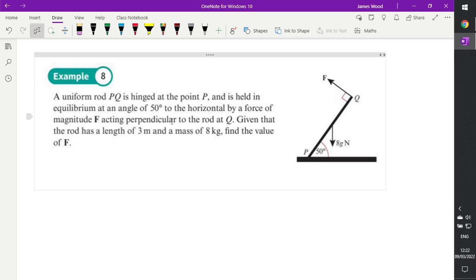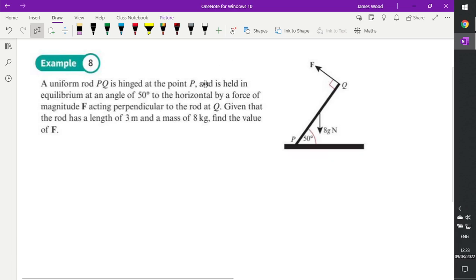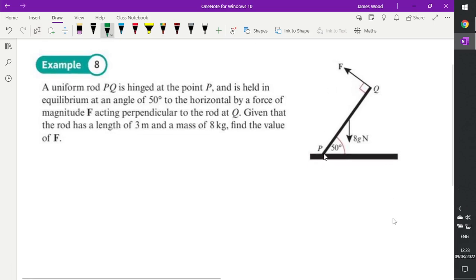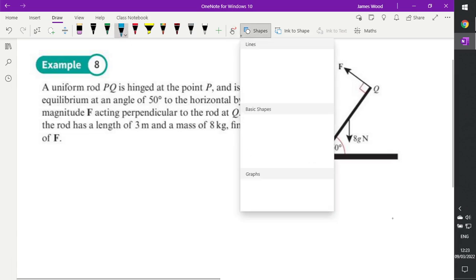Okay, here's a problem with quite a different context to it. So this time we've got a uniform rod PQ. So that is this length here. So maybe this is just like a plank of wood or something like that. It is held in equilibrium at an angle of 50 degrees to the horizontal by a force of F, which is perpendicular to the rod. So this rod has obviously got some weight. So it wants to basically fall down and lie flat on the floor. But we've got a force, maybe it's a rope or something, holding it still. And it's perpendicular to the rod here. The rod has got a length of 3 meters. Let's just put that on.